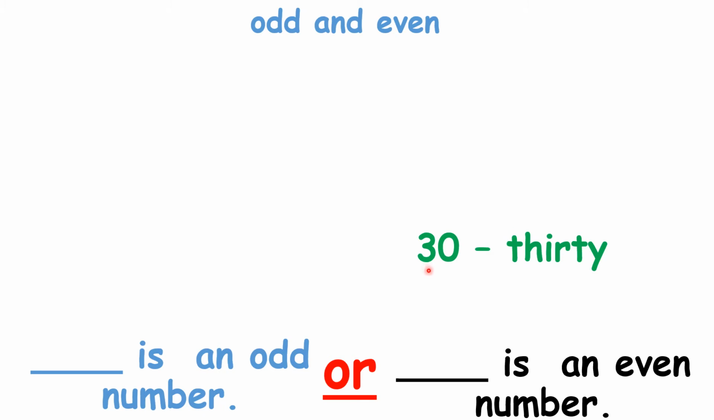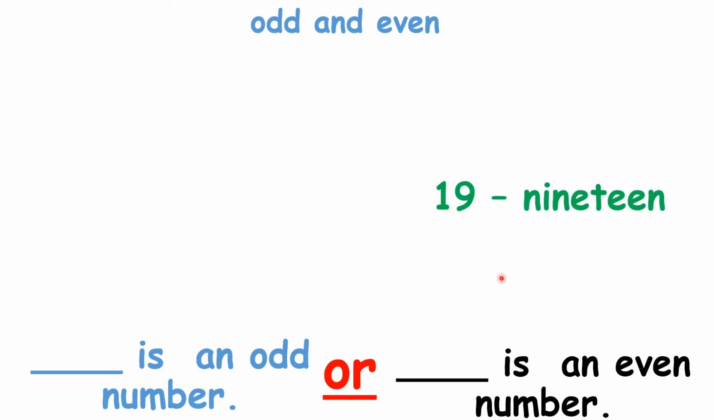Sam sip, number 30. Okay, number 30. Speak very clearly. 30. 3 and 0. Is it odd or is it even? Number 30 is an even number because it has 0 at the end. 30. Even number.